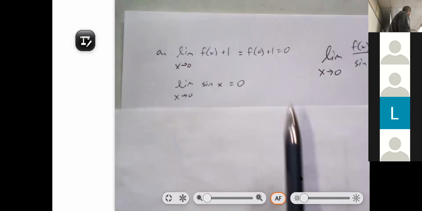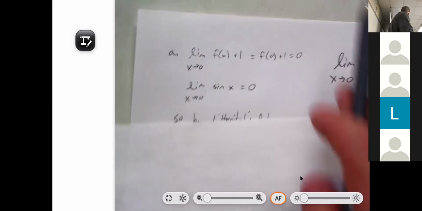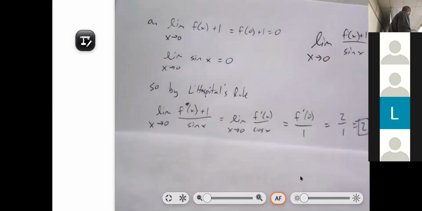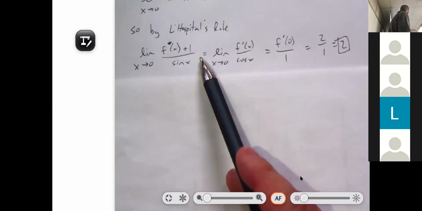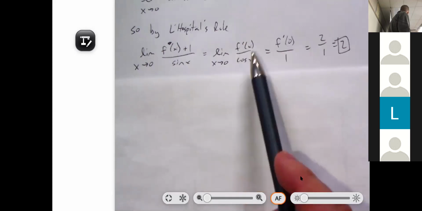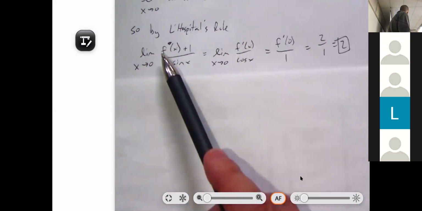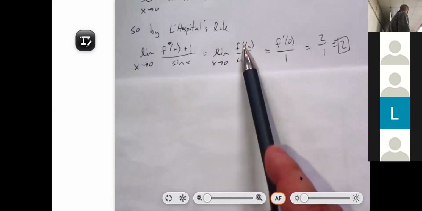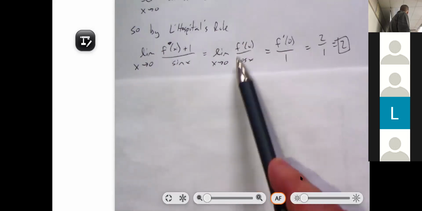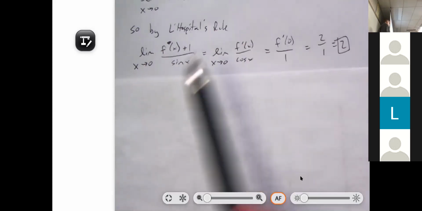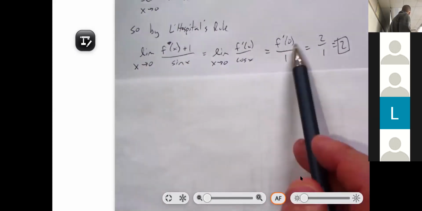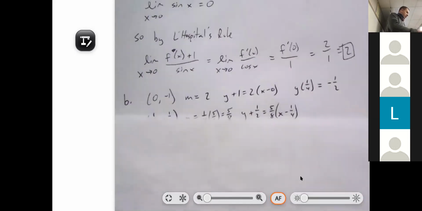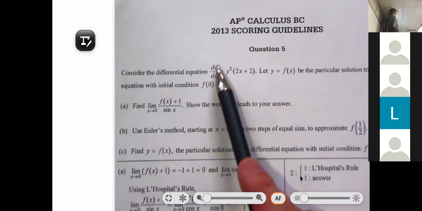So since this is true, then you say, so by L'Hopital's rule, the original limit equals the limit of the derivative of the top and bottom separately. So then you differentiate the top, which is just f prime, differentiate the bottom, then plug in 0 again. Now you're still not done because you got to figure out what f prime of 0 is. Well, f prime is the original derivative that they give you. dy dx, guys, is f prime.